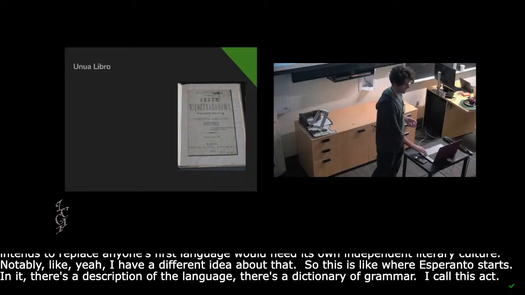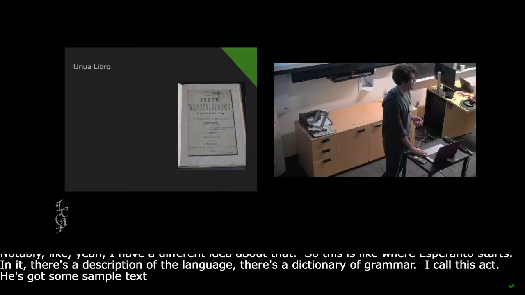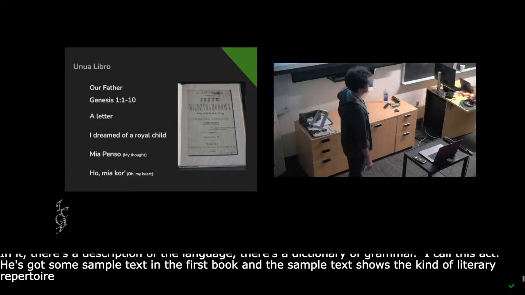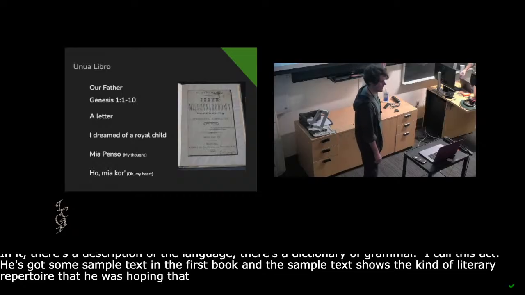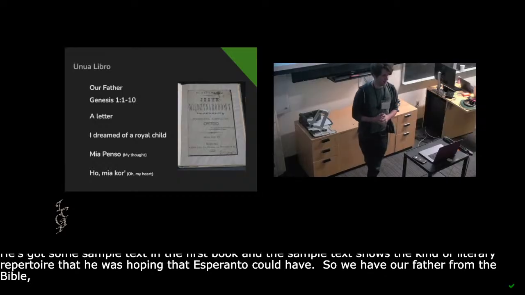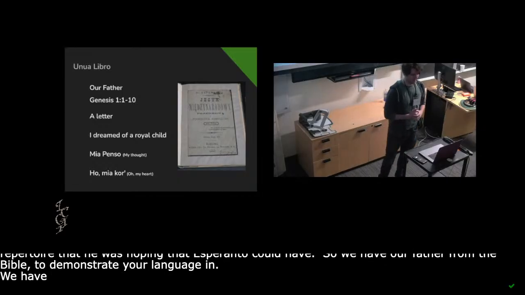And those sample texts kind of like show a microcosm of the kind of literary repertoire he was hoping that Esperanto would gain. So notably, we get little bits of the Bible. So we get Our Father, which is like a typical thing to demonstrate your language in. We've got the first 10 verses of the creation story. He's got this letter. I actually think the letter is really funny.